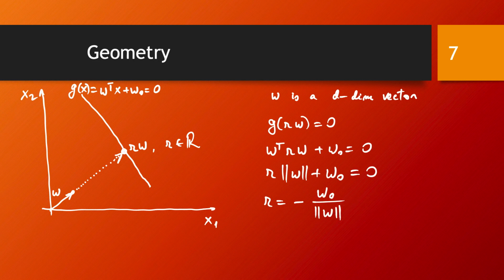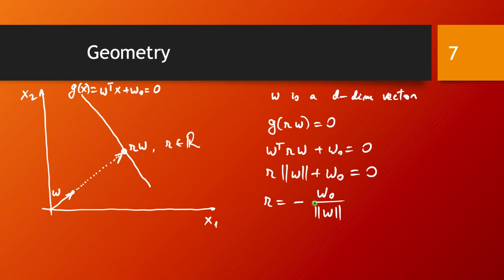And as I said, we can also assume that the norm of w is equal to 1 without loss of generality. So what this means is that the distance of the hyperplane from the origin is essentially given by w0, whether it's normalized by the norm of w or whether this is chosen as being equal to 1.